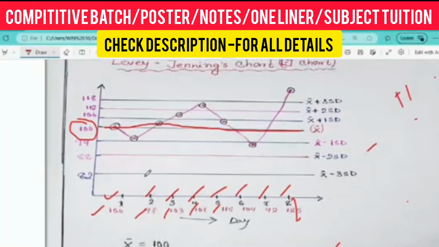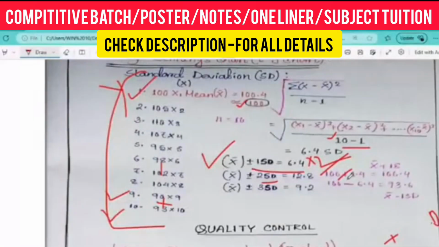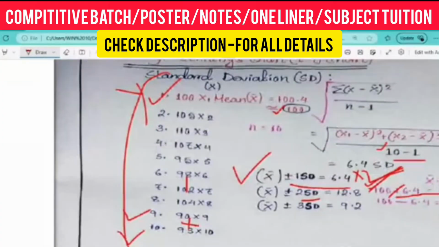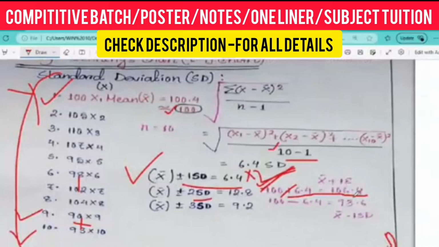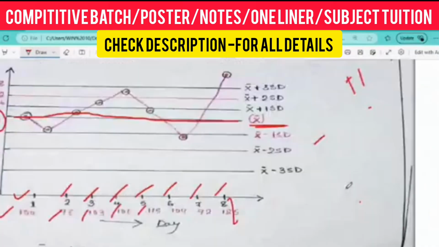After that, see, that is the graph. X bar is equal to how much? Same, x bar is equal to 100. X bar plus 1 SD is equal to 106. Here I am getting, yes or no? X bar plus 1 SD is equal to 106. See here. Understanding? Yes, sir. So here you can see, that is 106.